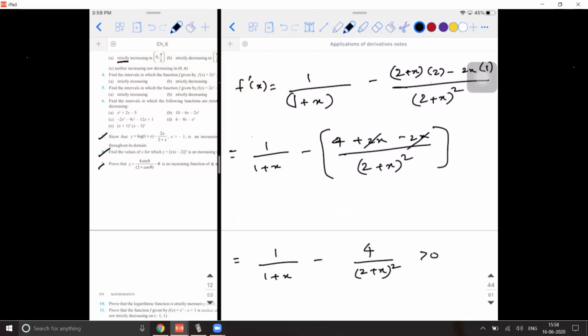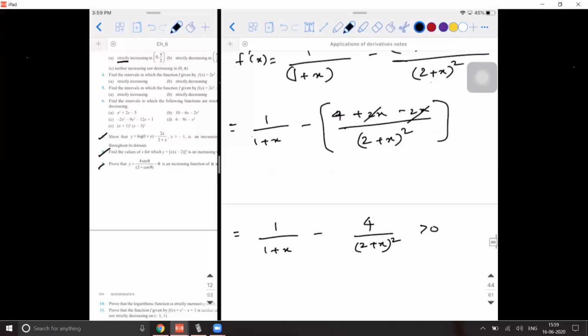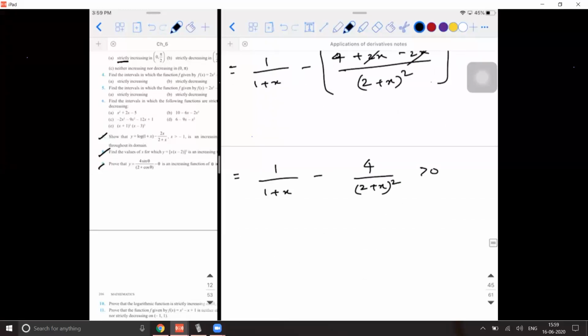This should be greater than 0. So what are they asking? Show that the function is increasing throughout its domain. The question itself says you should know the domain of it. Now tell me how to simplify this. How do I prove that it is greater than 0? For what values of x do I need to substitute? Do I need to prove for real numbers or minus 1 to infinity? Minus 1 to infinity. My work is only to prove for minus 1 to infinity.